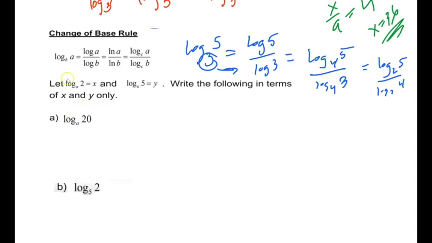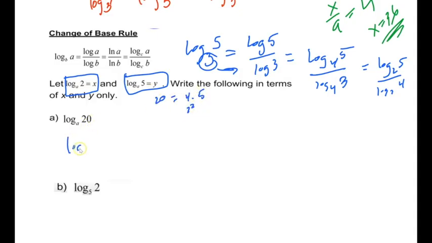Let me show you. So this is the thing IB loves to do. They'll tell you, hey, log base a of 2 is x, log base a of 5 is y, and they want you to write the following in terms of x and y only. Look at the first one, 20. You're like, wait, how can I use 2 and 5 to get 20? Well, 20 is 4 times 5, and 4 is just 2 squared.